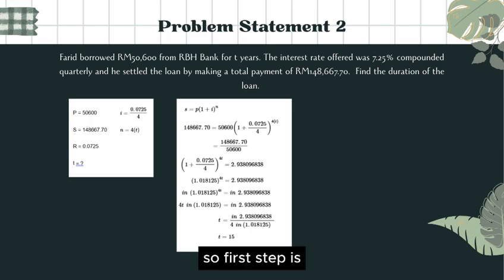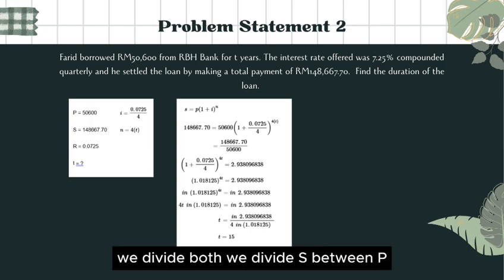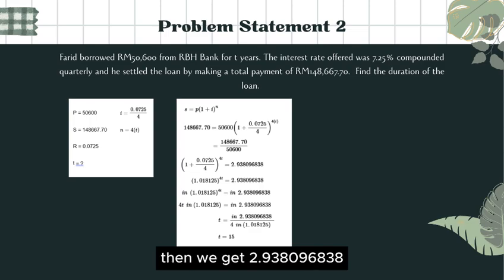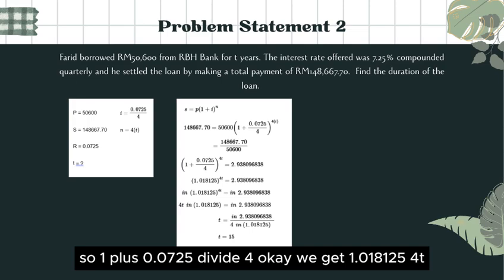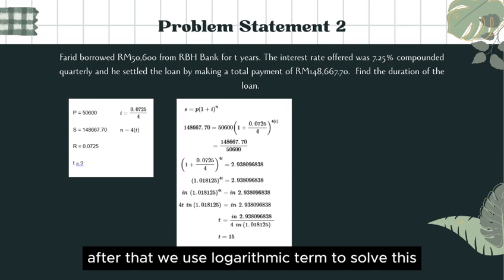Okay, so the first step is we divide S by P. Then we get 2.938096838. After that, for the second step, we just solve the amount in the bracket. So 1 plus 0.0725 divided by 4. We get 1.01812540. After that, we use logarithm to solve this.